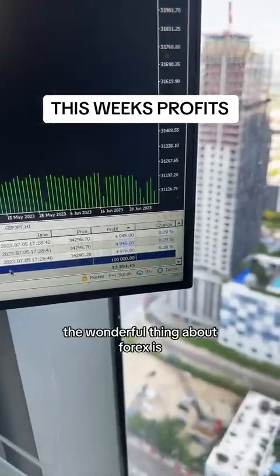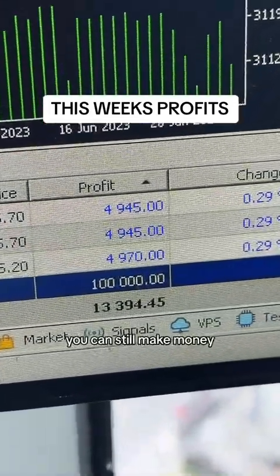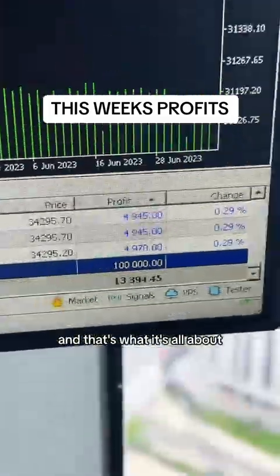The wonderful thing about Forex is whether the economy is good or bad, you can still make money. And that's what it's all about.